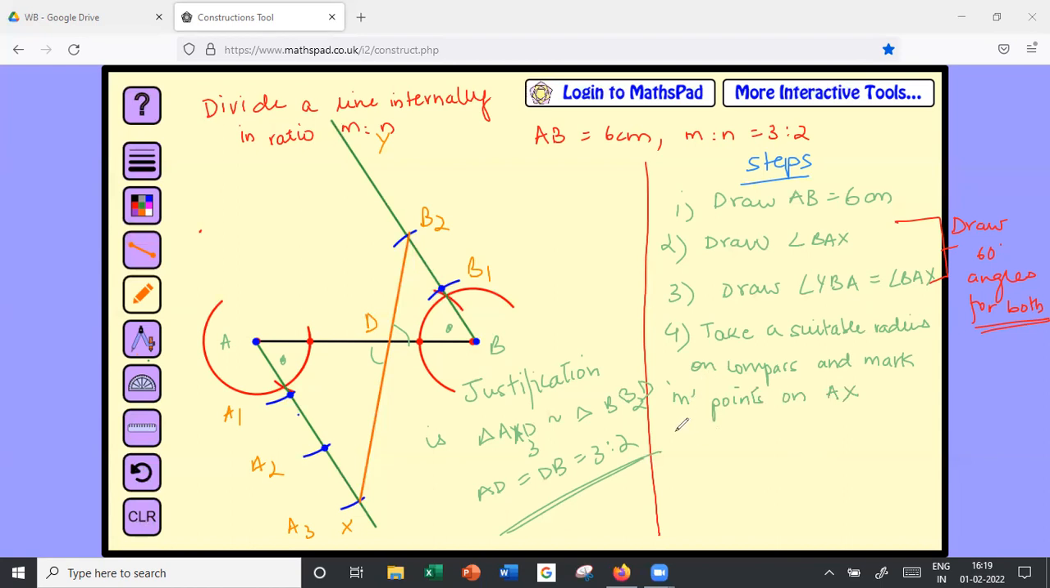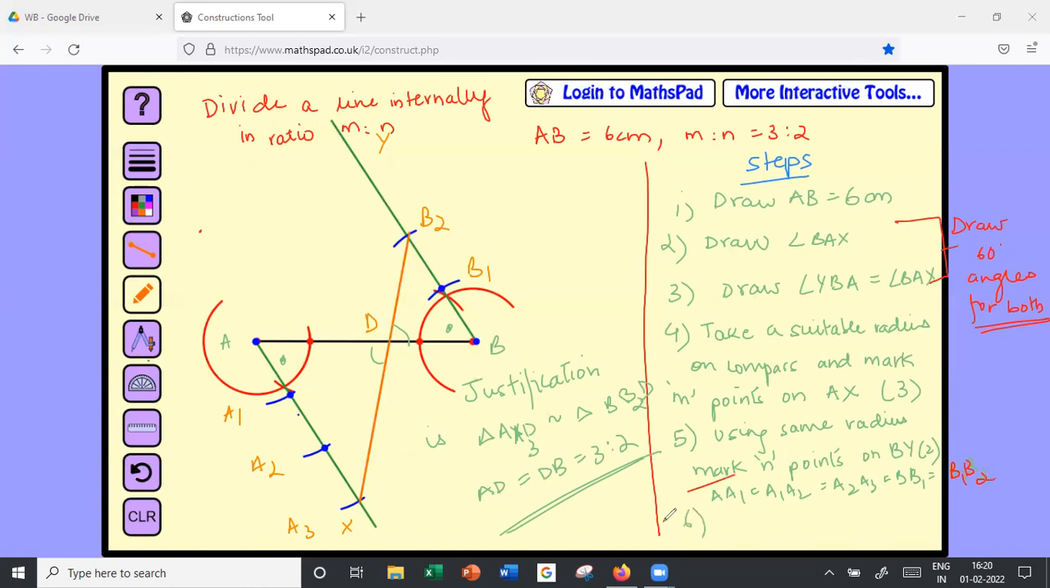So the bottom one will always have M points. Okay, so in this case it is 3. So 3 here, right? And same thing, using the same radius, mark N points on BY, right? Here it is 2. So 2. Okay, basically A1 should be equal to A1, A2 should be equal to A2, A3 should be equal to B1, should be equal to B1, B2. Oh, that got blurred out. B1, B2. Yeah, this is basically what it means.